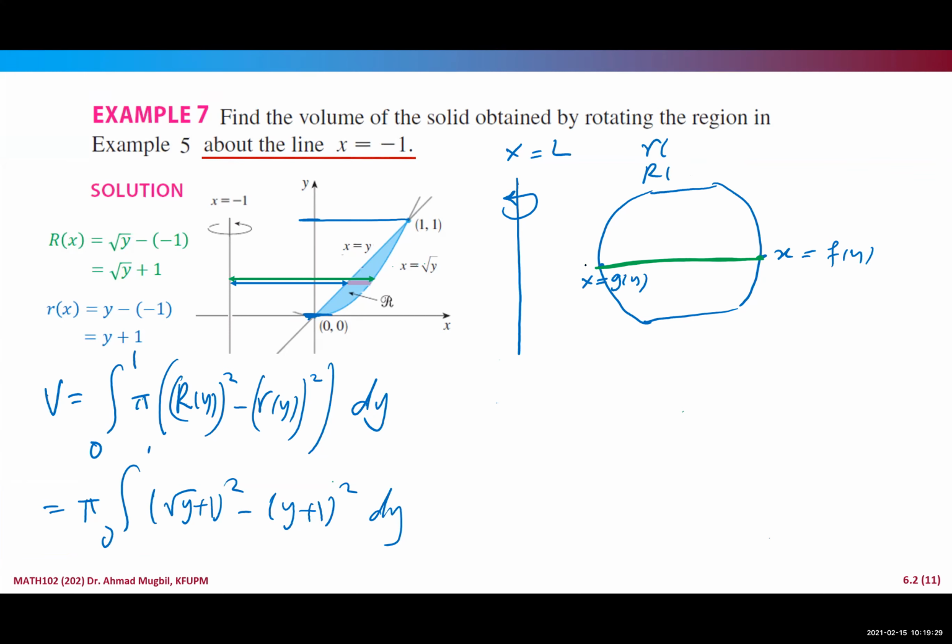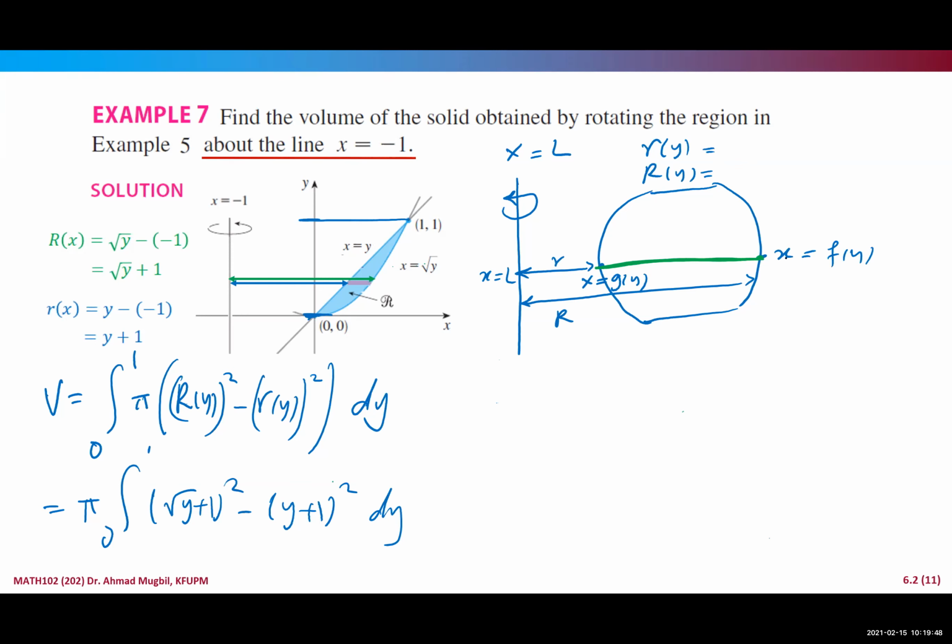Now, the inner radius will be the distance from here to here. And remember that here x is L. So this is r. And from here to here, it will be what? R capital. So both of them will be perpendicular to the y-axis, so they are functions of y. And you will integrate with respect to y.